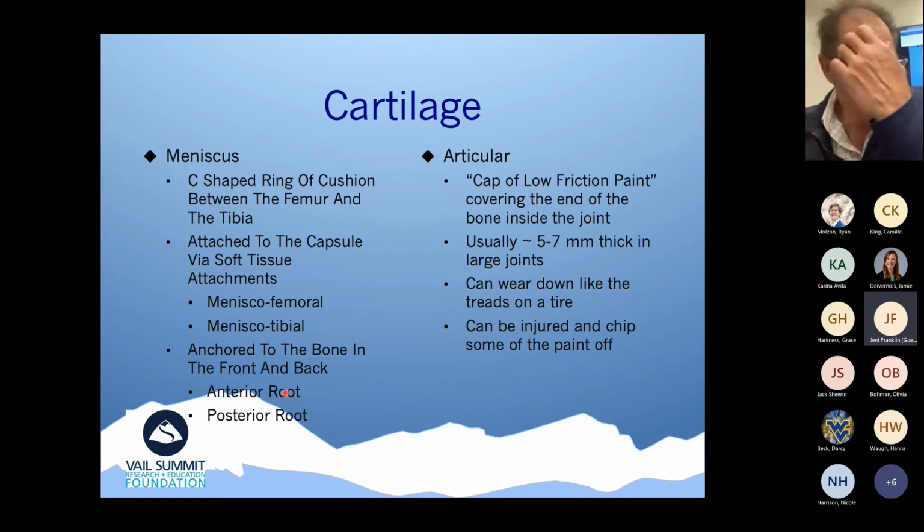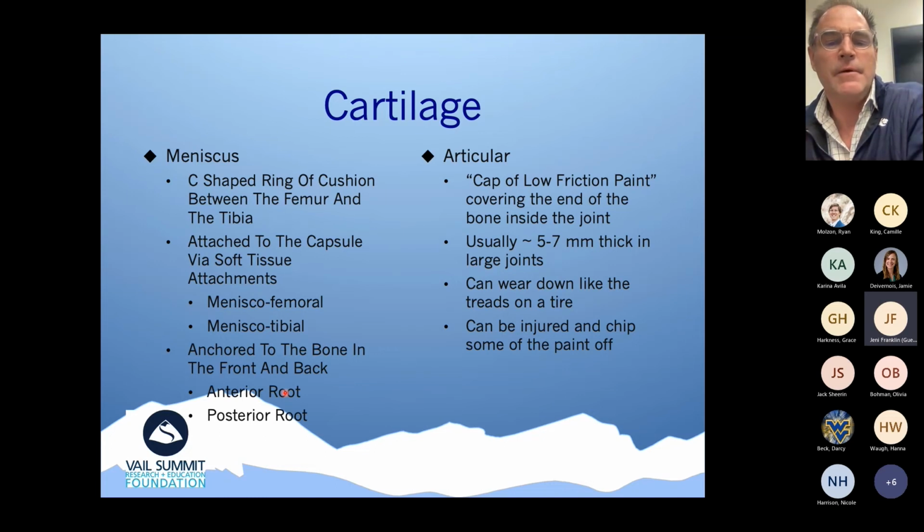So the articular cartilage we often refer to is just a cap of low friction paint that covers the end of the bone inside the joint. When you look at the end of a chicken bone, it's that smooth, shiny, glossy stuff at the end of a joint, and every joint has some articular cartilage covering it, and that's what gives us that gliding surface. In the larger joints, such as the knee, the shoulder, the hip, it's usually about 5 to 7 millimeters thick of this cap of low friction paint.